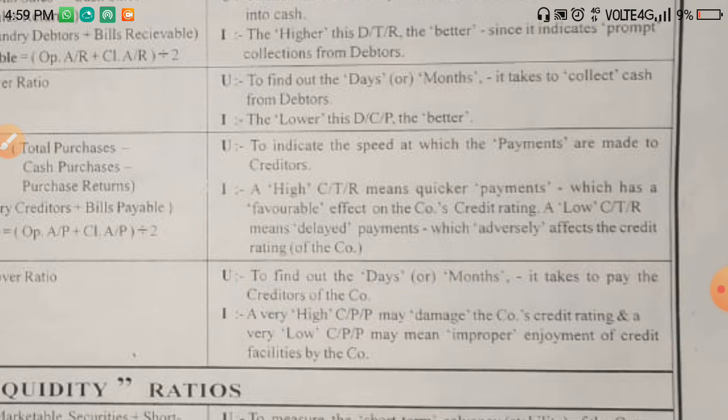To indicate the speed with which payments are made to the creditors. What is the use of this ratio? It means to know how frequently we are paying our creditors. A high creditors turnover ratio means quick payment, which has a favorable effect on the company's credit rating. A low creditors turnover ratio means delayed payments, which adversely affects the credit rating of the company.